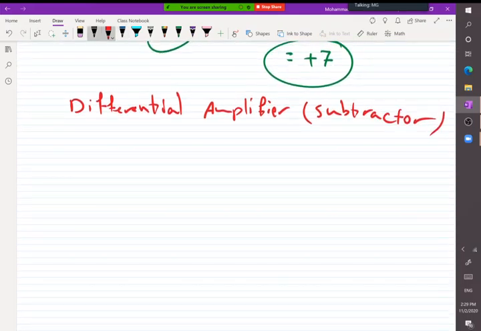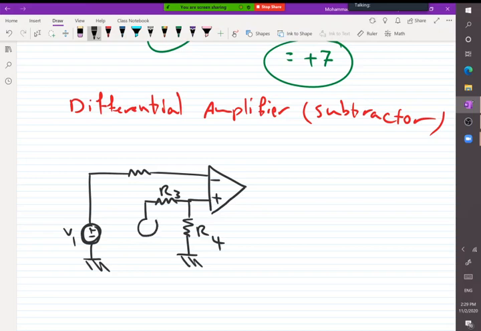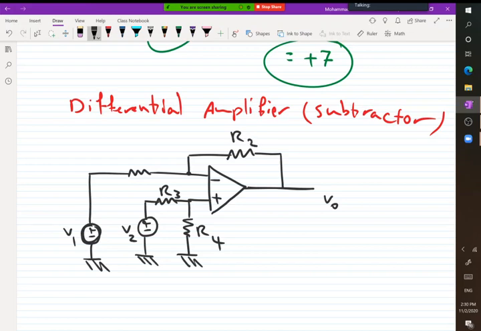Okay, here is the circuit of a subtractor. We have our OpAmp, we have V1, the other part is R4, R3, plus minus V2, VO, R2, and R1.